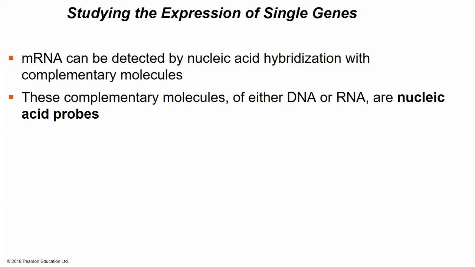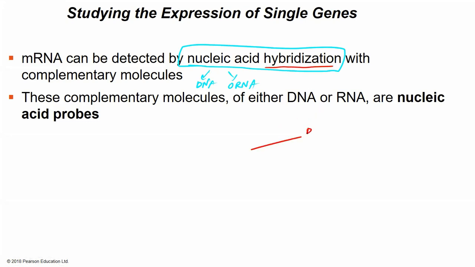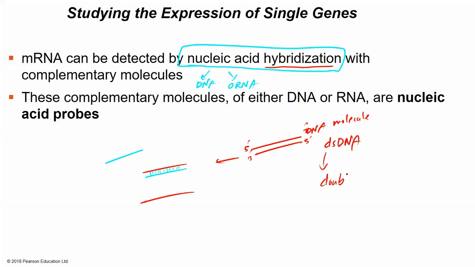Now, most of the techniques we have been discussing depend on the principle of nucleic acid hybridization. Nucleic acid is DNA or RNA. Hybridization here means we have one DNA molecule that will be converted into two single-stranded DNA molecules. And a third DNA molecule, a single-stranded DNA molecule, could hybridize to any of these. So here we have hybridization with a double-stranded DNA molecule. DS means double-stranded.